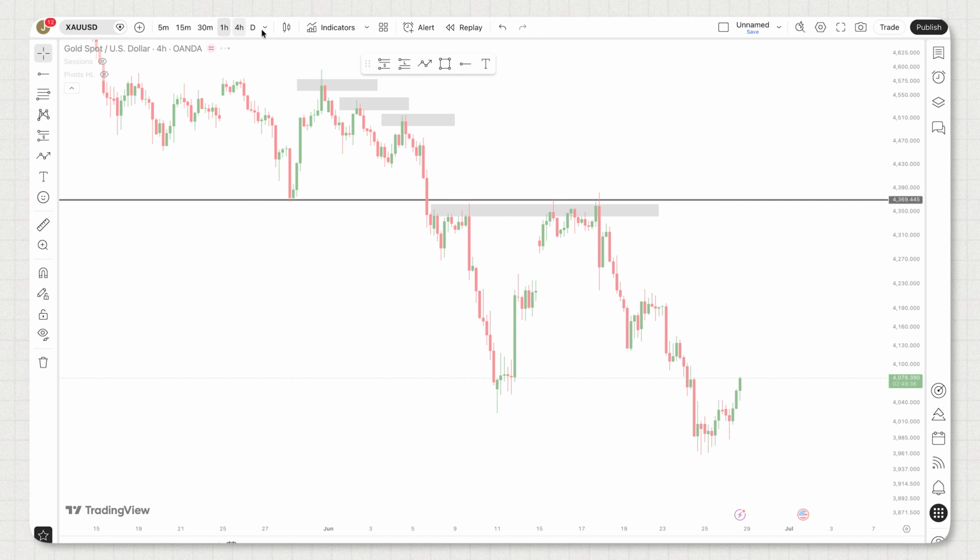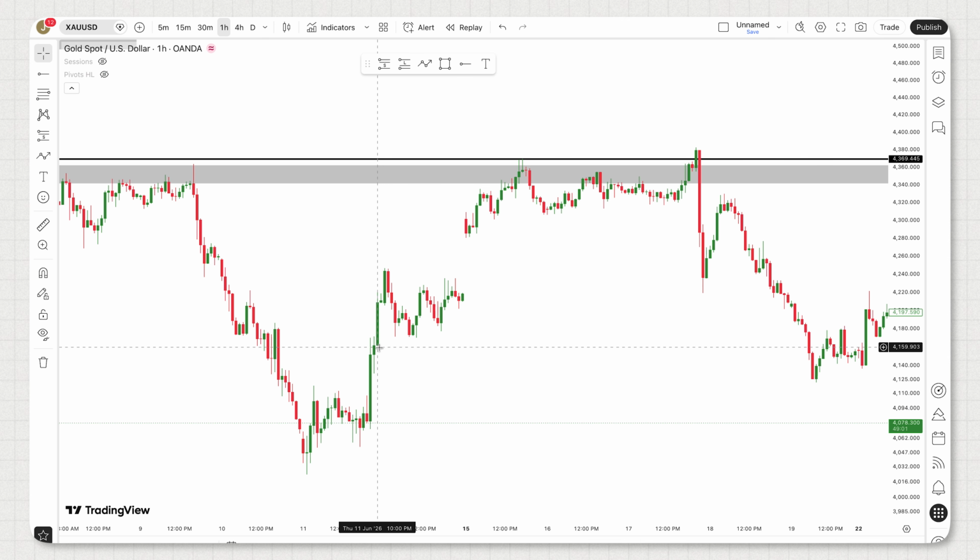We went down to the 1-hour time frame, and when you come down to the 1-hour time frame, you're going to see that price is bullish on the 1-hour time frame, and that's because of the correction. If we are looking for sells, the correction is going to be bullish. And if you are looking for buys, the correction is going to be bearish.